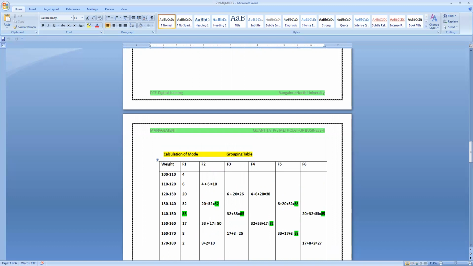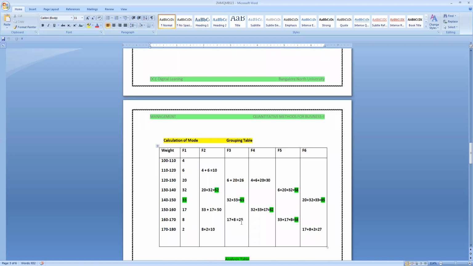Let us go for calculating the second column. The second column is calculated by summing up two frequencies from the beginning. So the first two are 4 plus 6, that is 10; 20 plus 32 is 52; 33 plus 17 is 50; 8 plus 2 is 10. Then we go for the third column. We should leave the first frequency, then sum up the two values. So 6 plus 20 is 26, 32 plus 33 is 65, then 17 plus 8 is 25. The last one, 2, is left out because there is no more frequency to add.